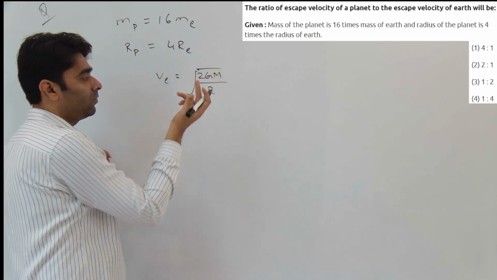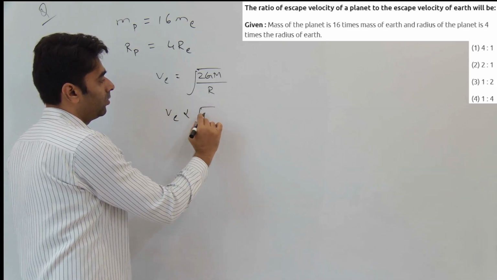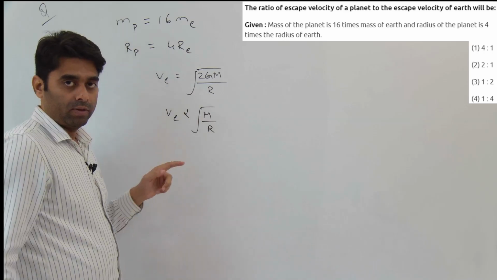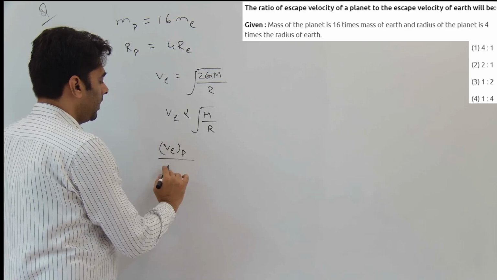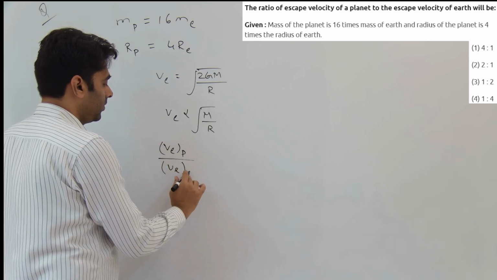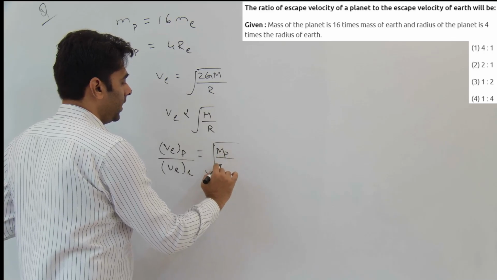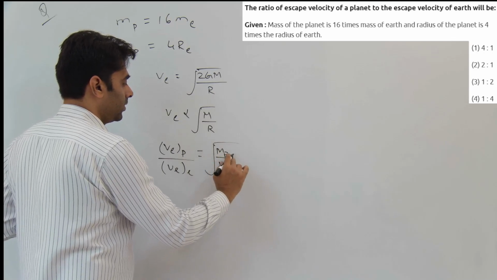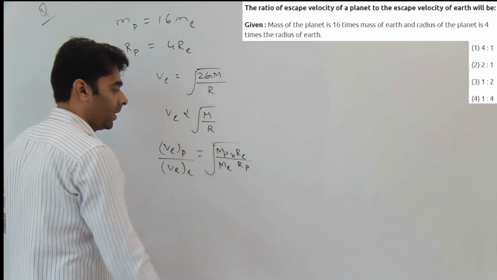That means 2G for both of them will be common only. Escape velocity is proportional to what? Root over m by r. Escape velocity is proportional to root m by r. So for planet and Earth, the ratio of escape velocities we can write as root over mass of planet by mass of Earth into radius of Earth by radius of planet. I hope this is okay.